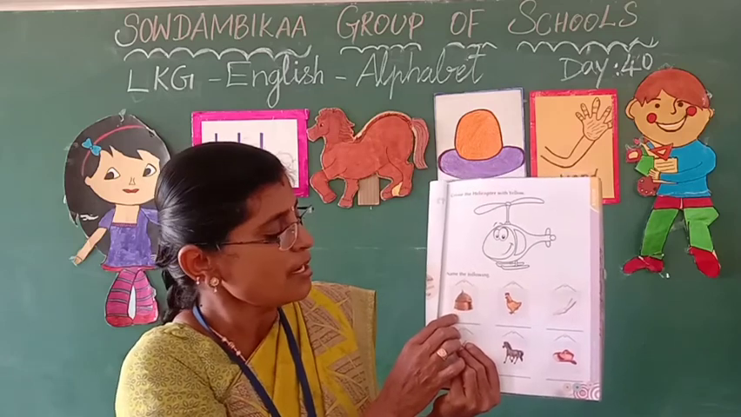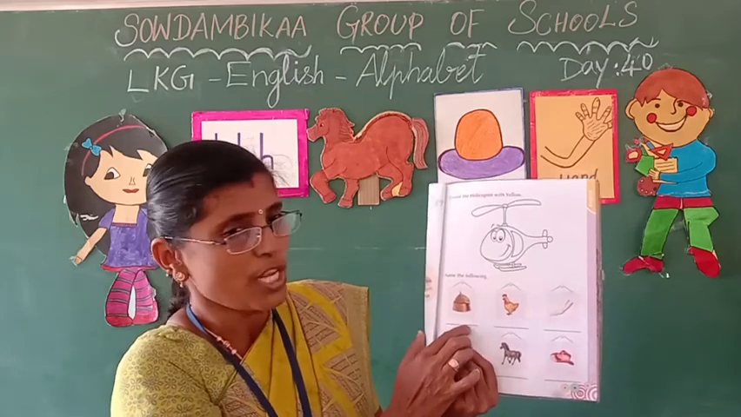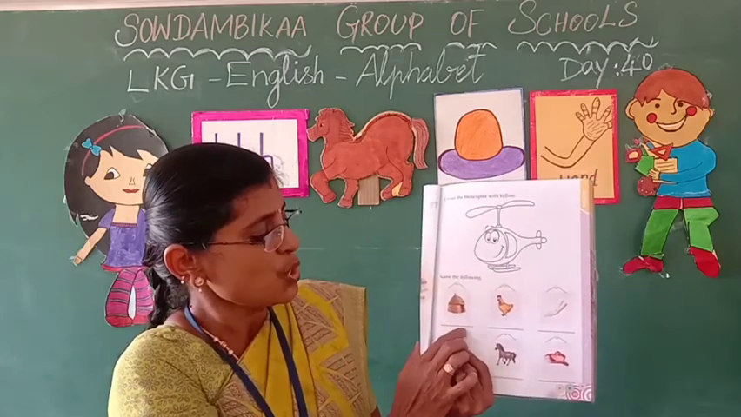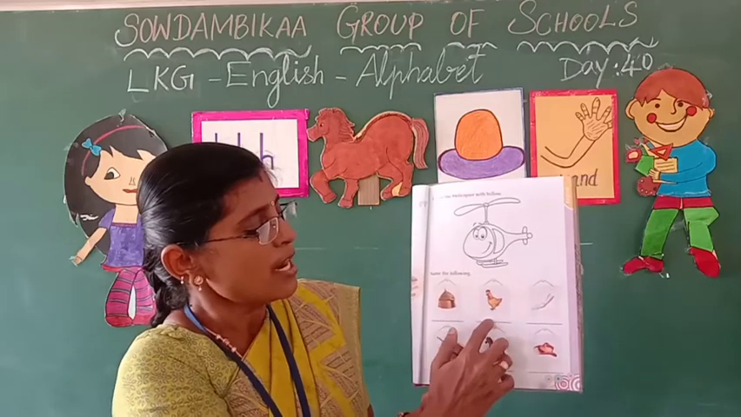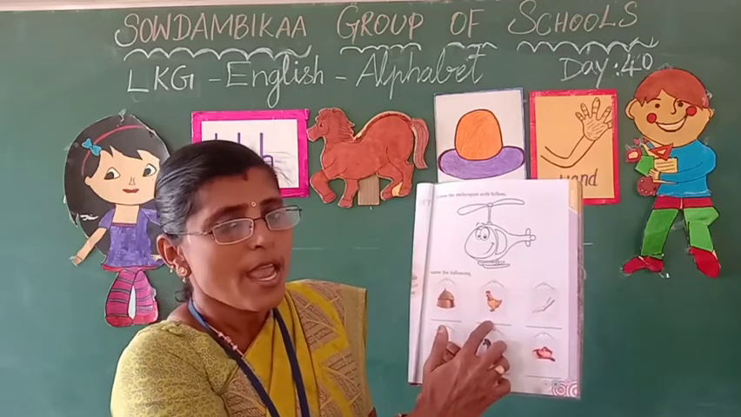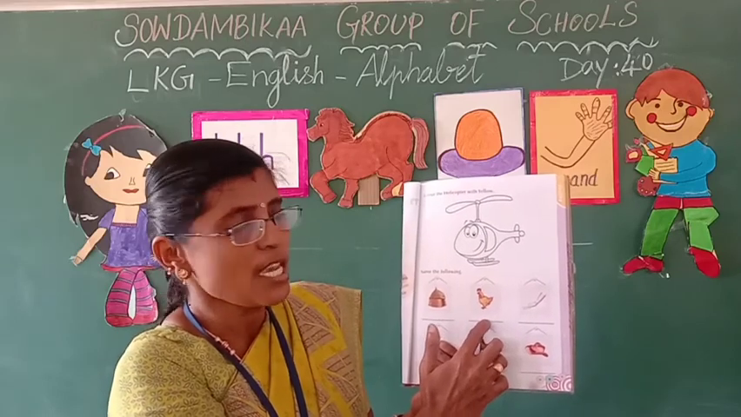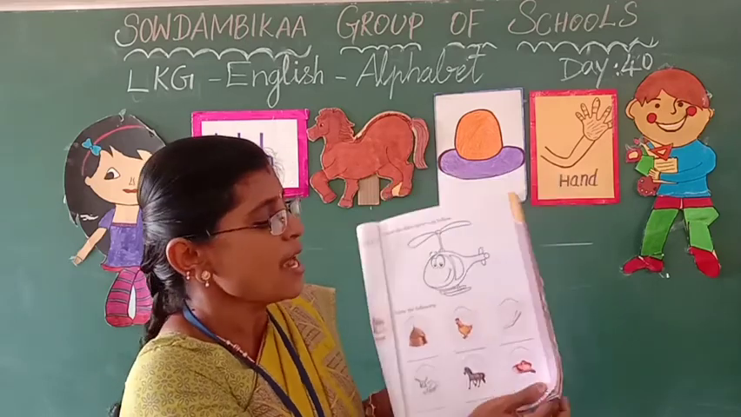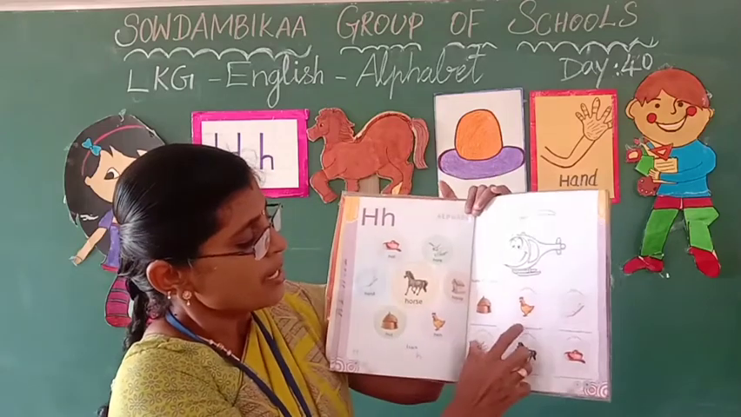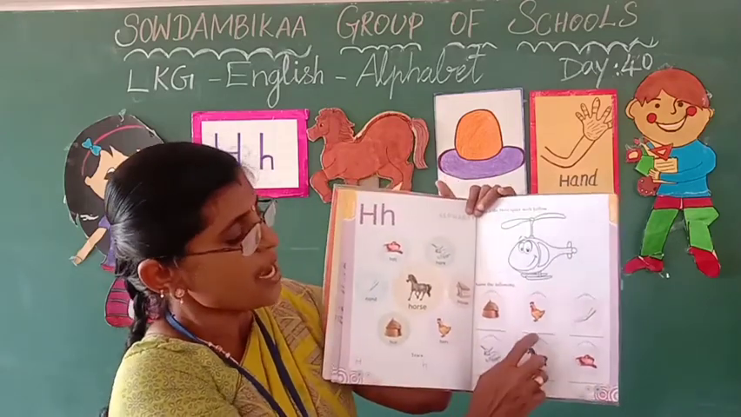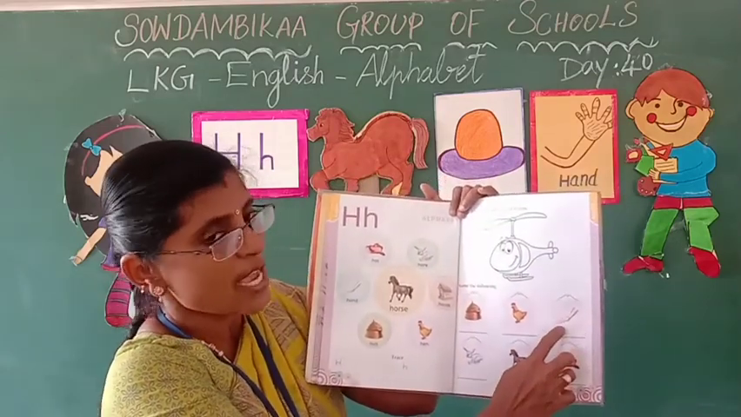What is this picture? Hut. H-U-T, hut. What is this picture? Hen. H-E-N, hen. Write the name, hen. What is this picture?